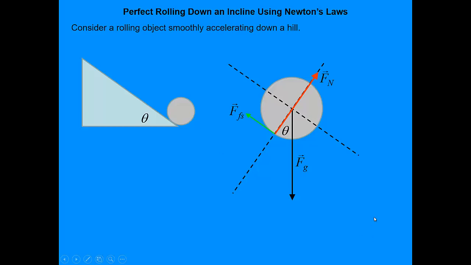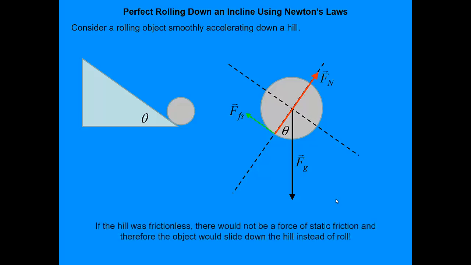So here's the extended force diagram. One key thing to pick up here is that if the hill was frictionless, if there wasn't this force of static friction, the object couldn't roll down the hill. It would just slide down the hill, because there would be nothing providing a torque on it, which would make it rotate and roll as opposed to slide. So that's just generic.